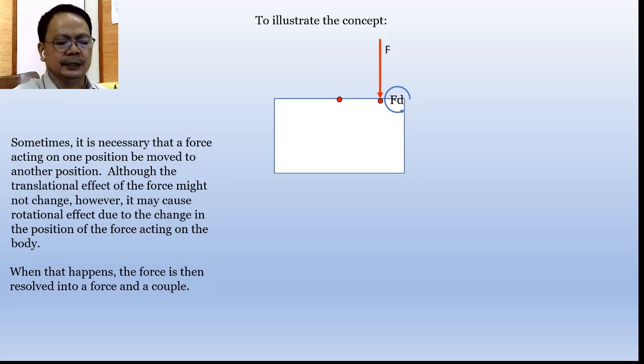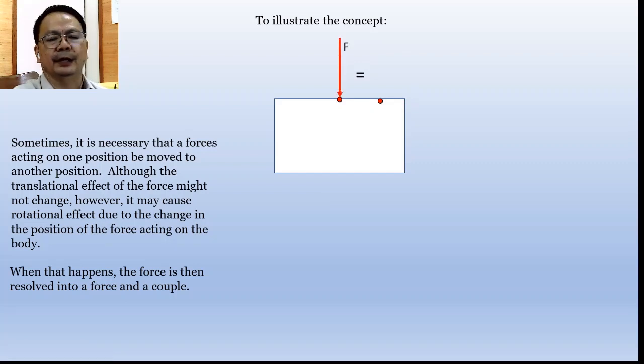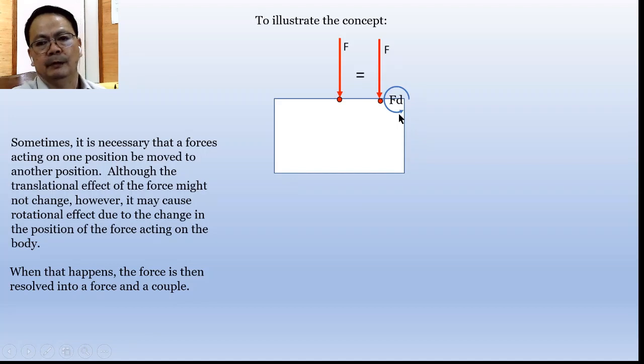And you will notice that the original force that was acting before is now replaced with a pair of a force and a couple. The effect of this upon the body is the same as the effect of the original system upon the body. And this is how we resolve a force into a force and a couple. Okay? Now, let us have this as an example.